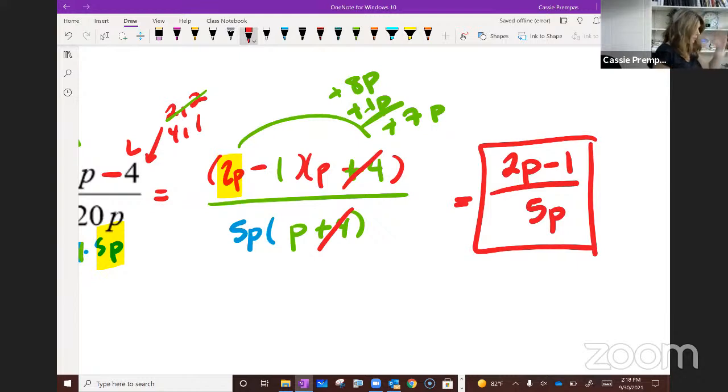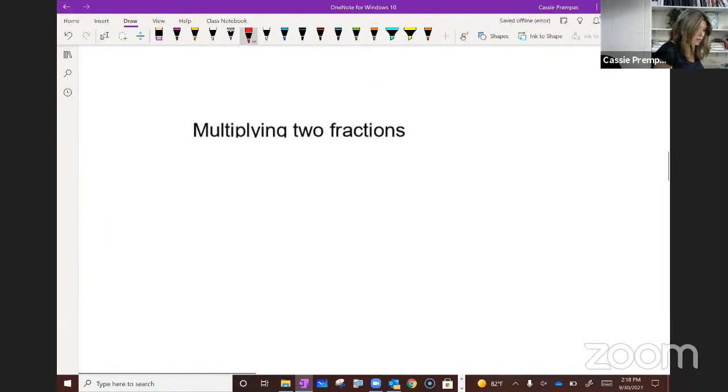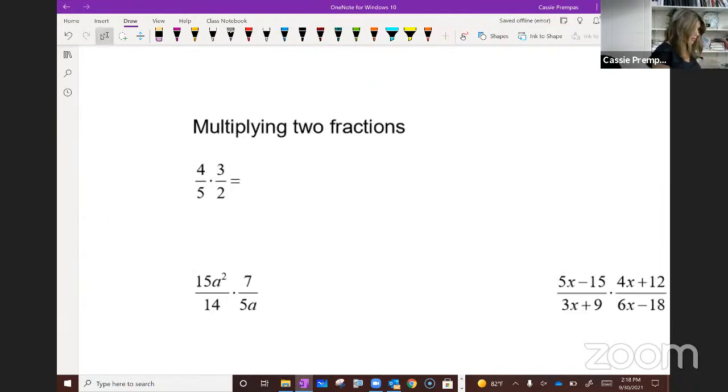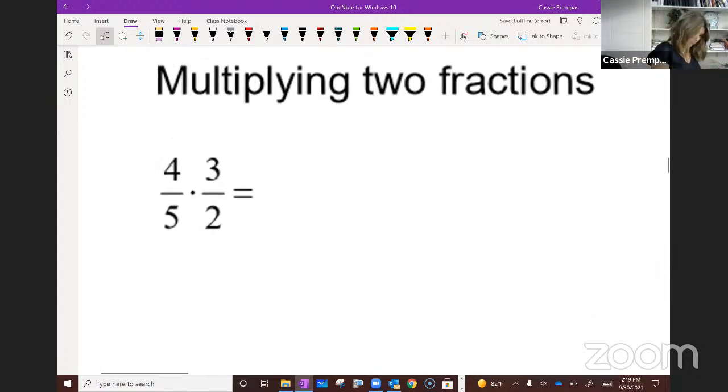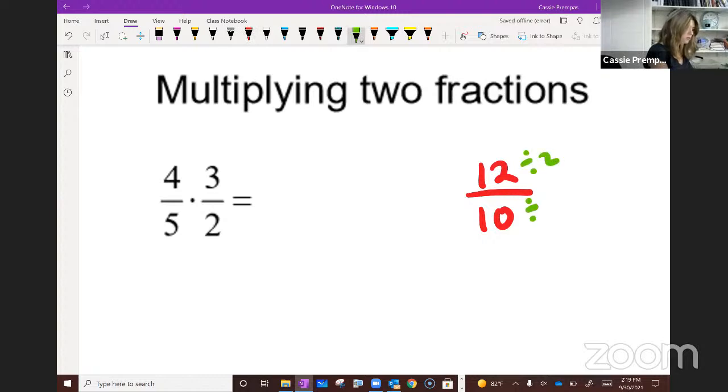All right, we simplified rational expressions. Now we're going to move into multiplying rational expressions. But before we do that, let's make sure we review how do you multiply two basic fractions. We can multiply straight across. So we can do 4 times 3, which is 12, 5 times 2, which is 10, and then reduce. What goes into both 12 and 10? 2, which would create 6 over 5.